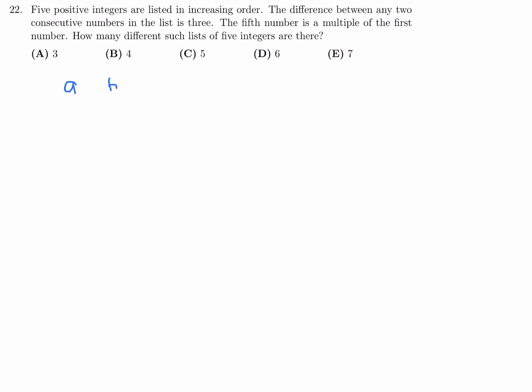So we have A, B, C, D, and E, and they're in increasing order. They tell you a very important clue: the difference between any 2 consecutive numbers is 3. So that means B is really just A plus 3, C is A plus 6, D is A plus 9, and E is A plus 12, right?